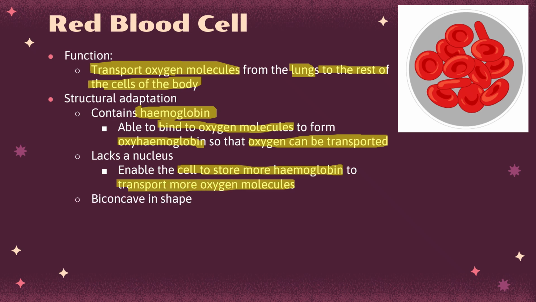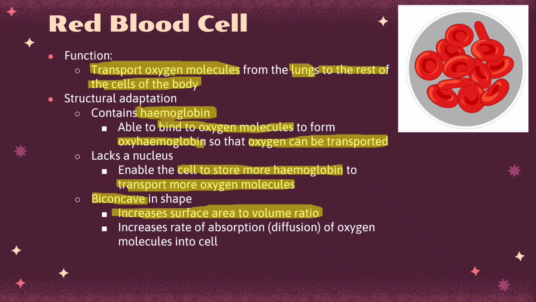The third one is the shape of a red blood cell. The shape of a red blood cell is very unique. We describe the shape as biconcave. And this biconcavity of a red blood cell increases the surface area to volume ratio. And because the surface area to volume ratio is increased, the absorption rate of oxygen will also increase.